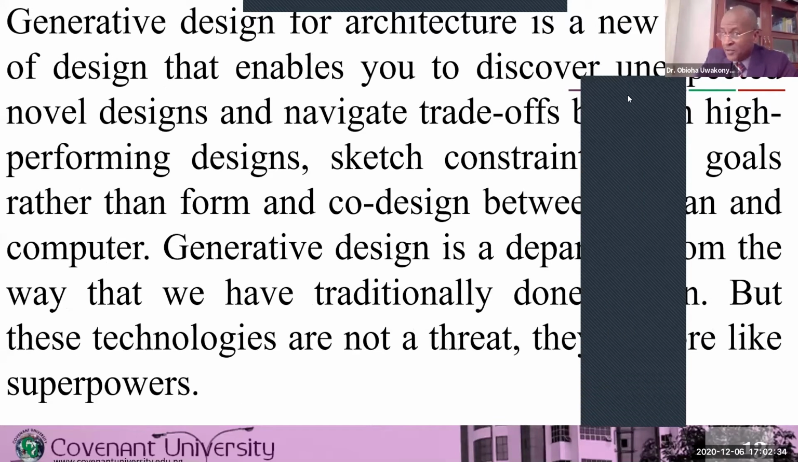Generative design for architecture, as a matter of fact, is a new method of design, and it enables architects to discover unexpected novel designs and navigate trade-offs between high-performing designs, sketch constraints, and goals rather than form, and co-design between humans and computers. It is actually a departure from the way that we have traditionally done design.